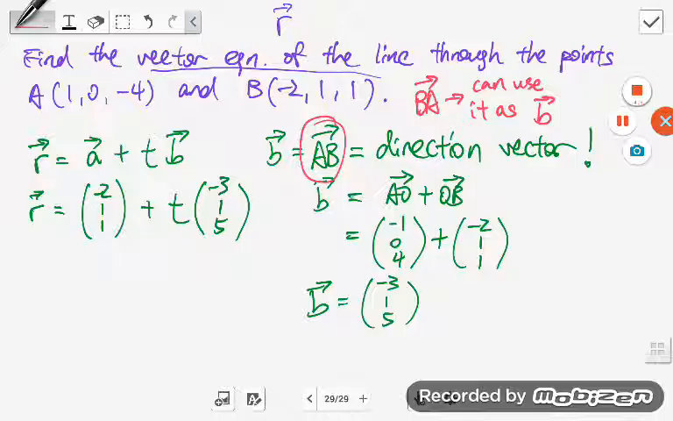Okay, I think this is it for now, and maybe in the next video I'm going to show you guys another example that involves vector equation. Okay, see you, bye.